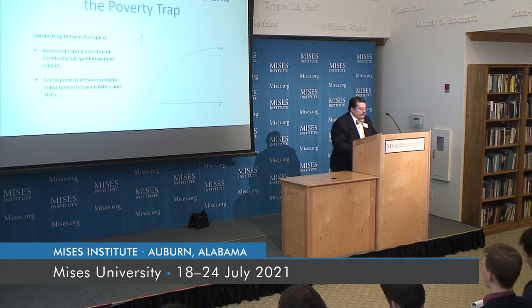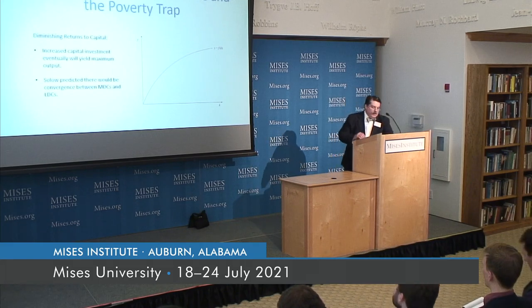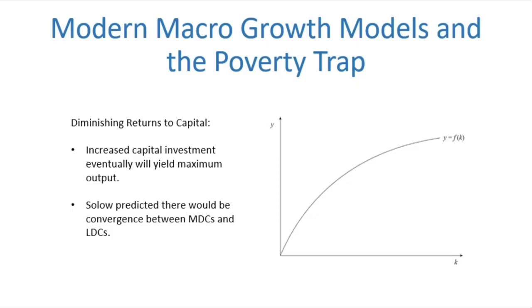Well, because of diminishing returns to capital, an increased capital investment eventually will yield a maximum output, right? You get diminishing returns, and so if you keep adding more and more capital with a fixed amount of labor, at some point, we'll reach maximum output, and we can't do better than that, right? So it puts a limit on how much output we can get through increased capital investment.